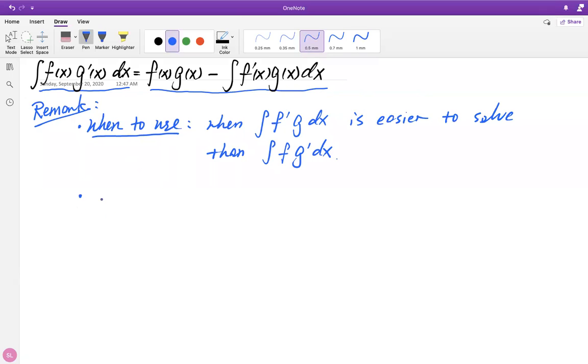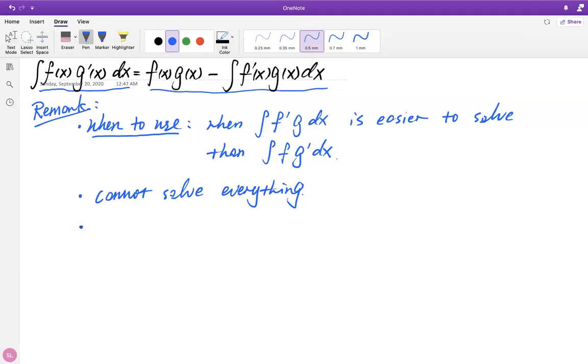A second remark: this is still not a general formula. In other words, it cannot solve everything. After this class, you will realize that integration is indeed very difficult, and nothing can solve every integral.